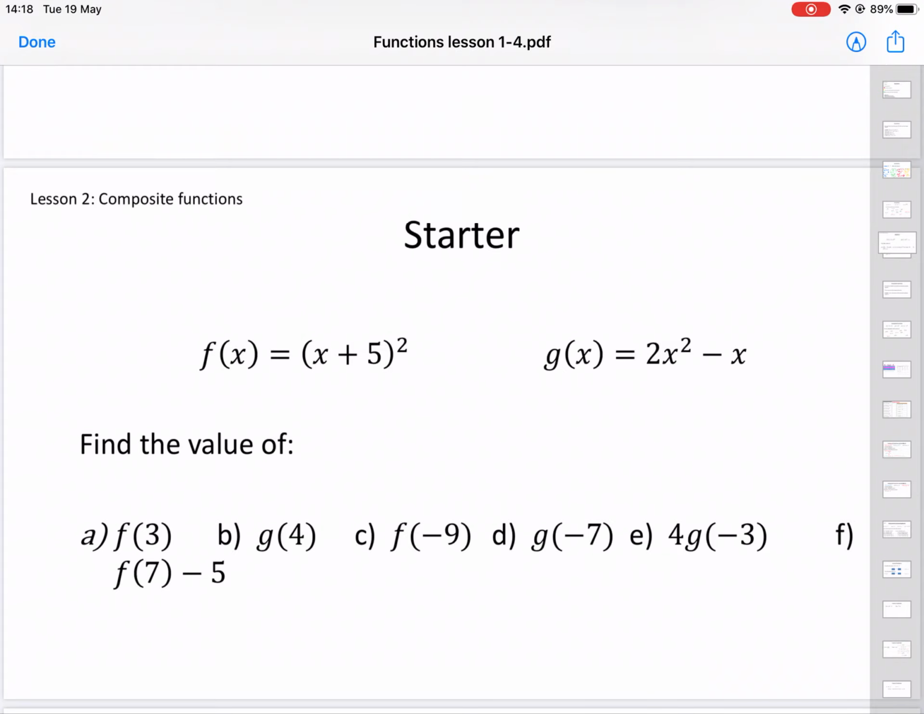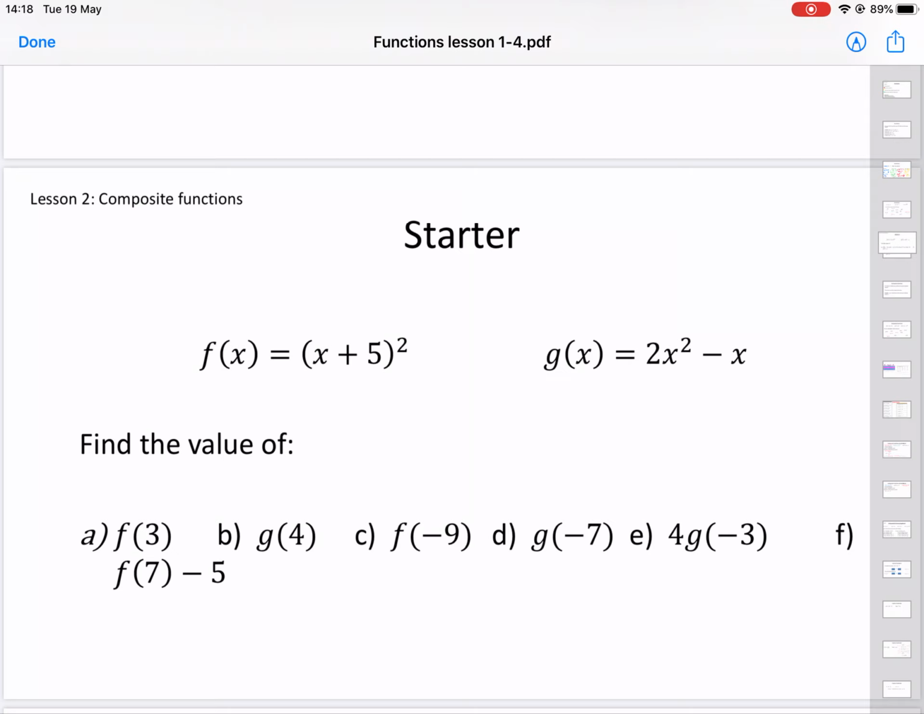Hello and welcome back to the second lesson in this function series, and it's going to be on composite functions. It's just going to be following on from our last lesson on basic functions, looking at something called composite functions. So I'll start with a quick recap on that.